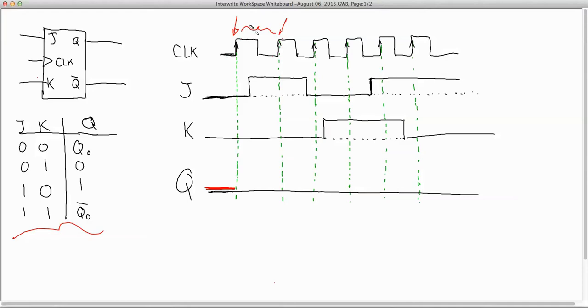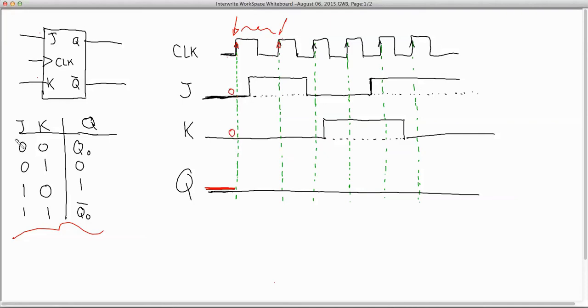The only time where the flip-flop cares of what is in J and in K is when these transitions happen. That's why we call this synchronous circuit, because it only responds to the time when it's in synchrony with the clock. So let's assume that we start with Q equal to 0. So in this first transition, when we get to the first transition of the clock, what is the value of J? We see there is a 0, and K there is a 0.